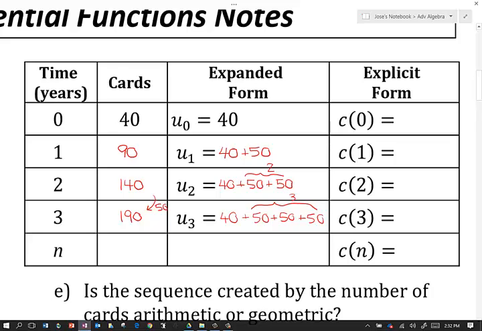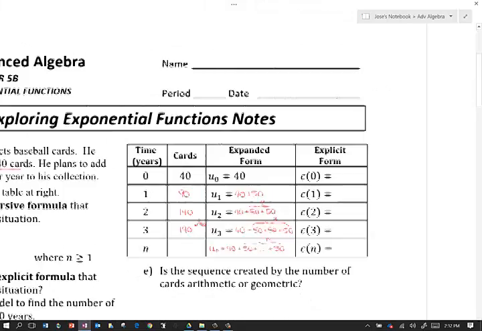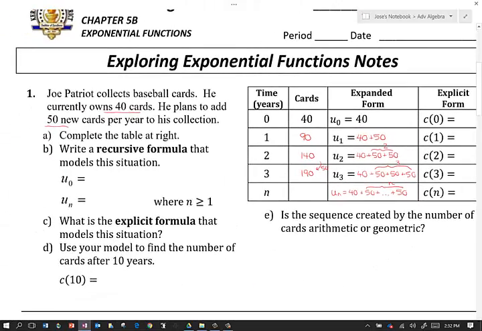So that means that n years from the time he started the collection, you can think of this as he always starts from 40, he adds up 50 repeatedly, and if he's going to wait n years, the number of 50 cards that he will be able to add up to his collection would be n 50s. So we'll come back to the table. I think I'm ready to write down the recursive formula.